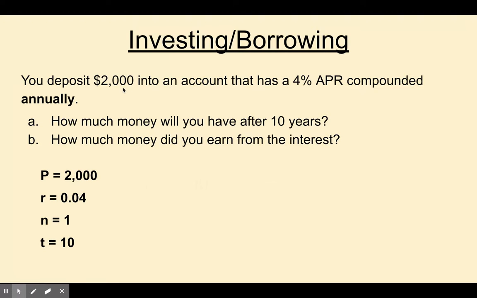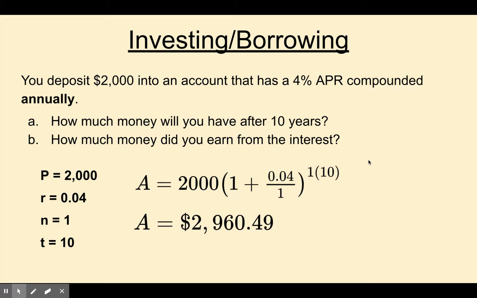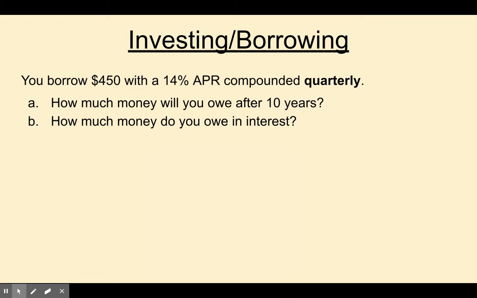Then I simply put it into our formula, and I have 2,000. You'll notice the 1 is the initial 2,000, and then plus this is the interest on the 2,000, for 10 years. So after 10 years, we'll have $2,960.49. It's money, so round to 2 decimals. And then if you subtract 2,000 from this, your interest is $960.49.